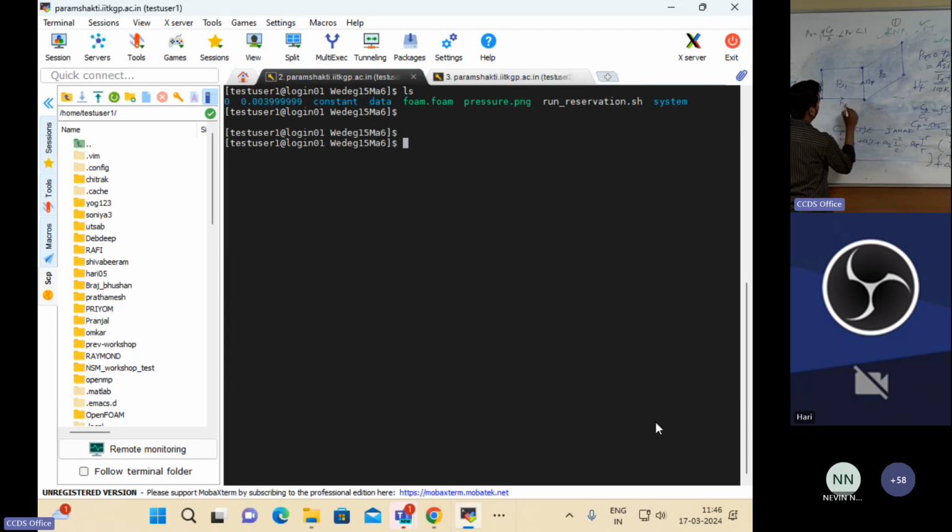Let's say this is nx1 for this block, and for this block, this is nx2. So this block is nx1 by ny, and this block is nx2 by ny. So this ny remains fixed, right? And you can use grading also.